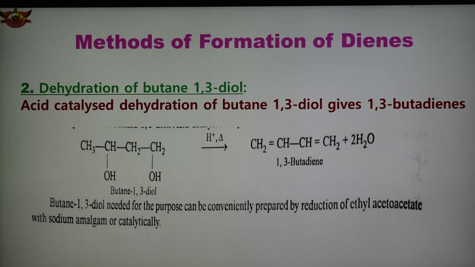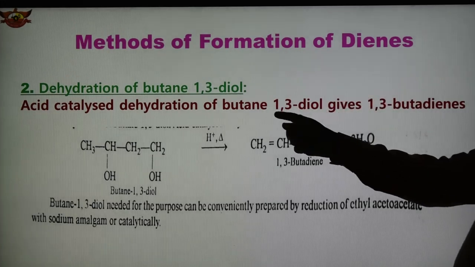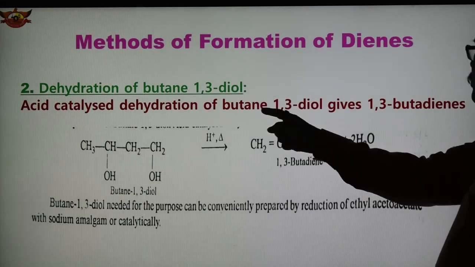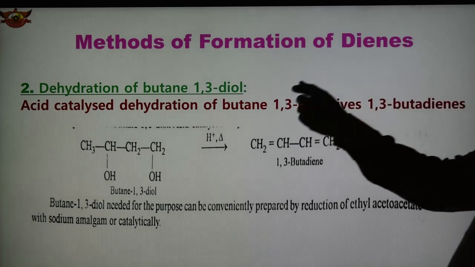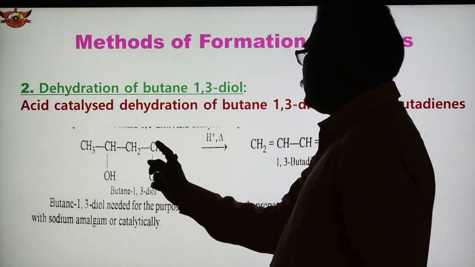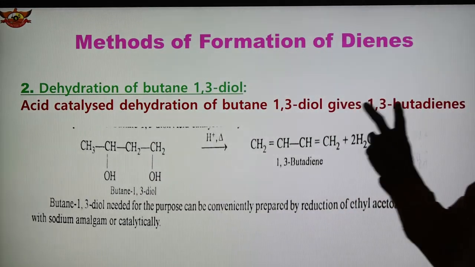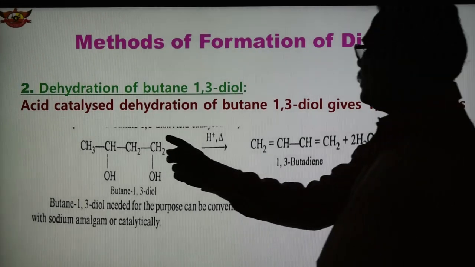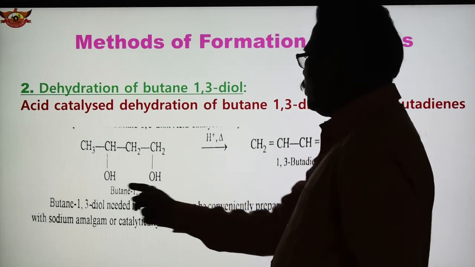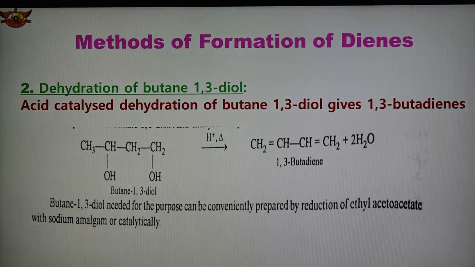The second method is the dehydration of butane-1,3-diol. 2 OH groups are there. Acid catalyzed dehydration of butane-1,3-diol gives 1,3-butadiene. The reaction is given here. This is butane, 4 carbons are there, and carbons 1 and 3 have the diol. Diol means alcohol groups are there. So carbon 1 and carbon 3 have the OH group. This is the name of the compound, butane-1,3-diol.